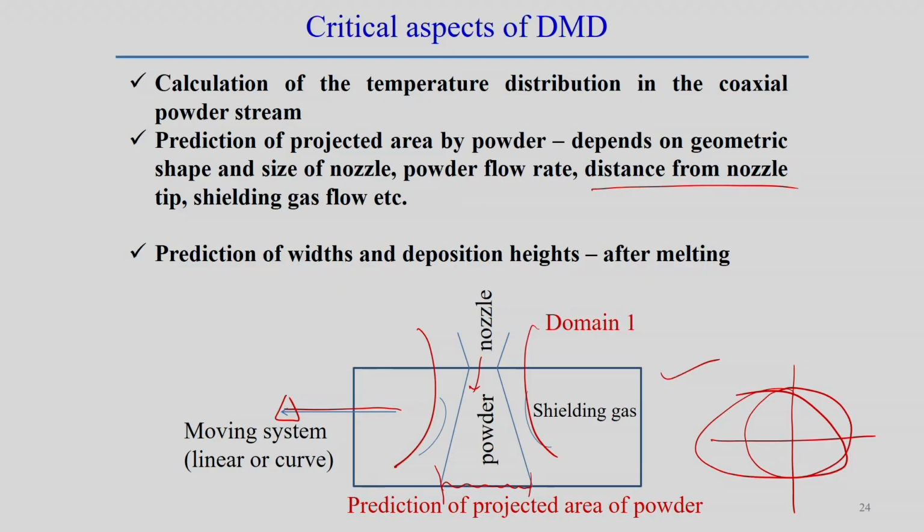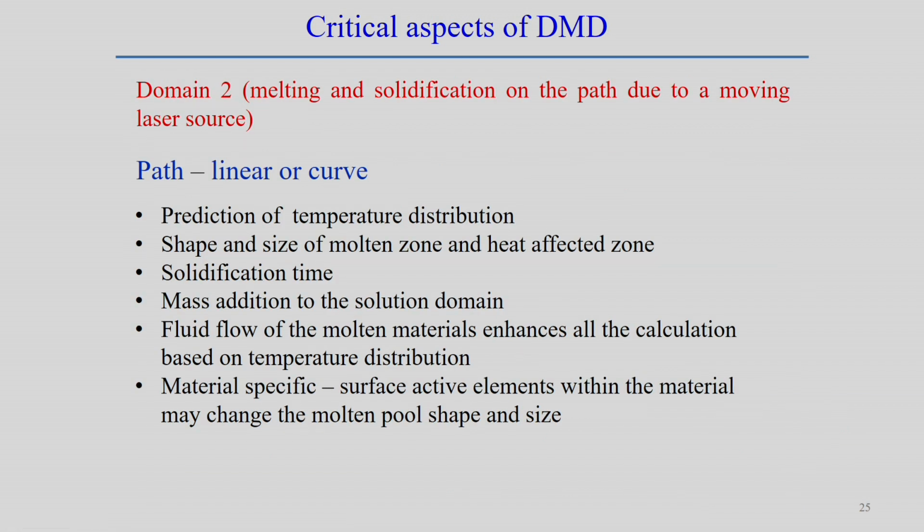So, finally, the prediction of the width and deposition height after melting is the ultimate objective for the development of a metallic printer, such that we will be able to predict what the width and height are, and maybe the surface roughness, or finally it can decide what the resolution of this printer is. That means what surface finish we can expect from this particular scene by optimum setting of all these parameters. Now, that is what domain 1.